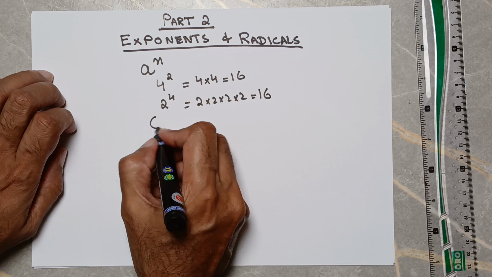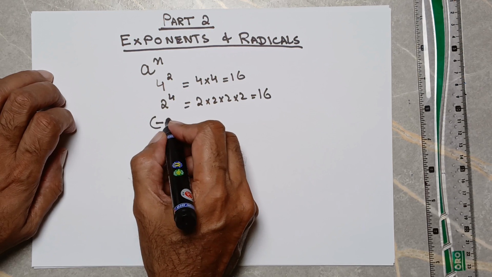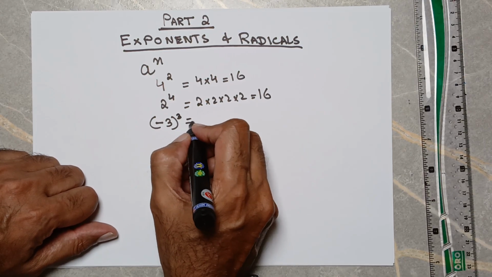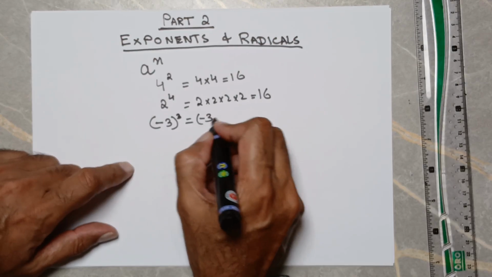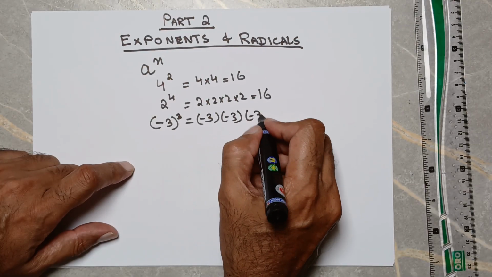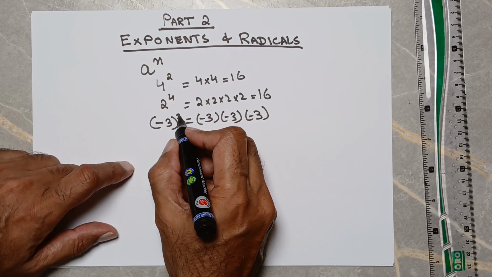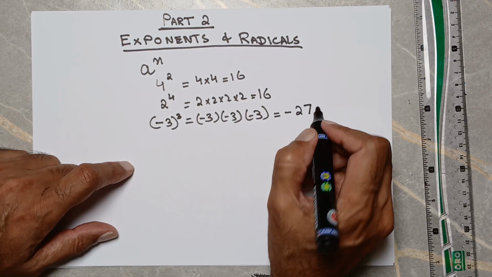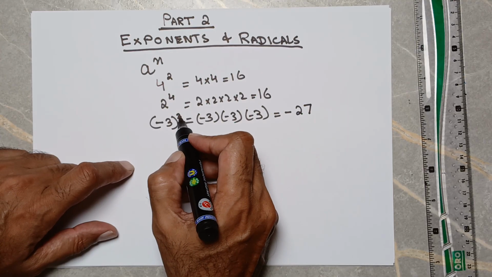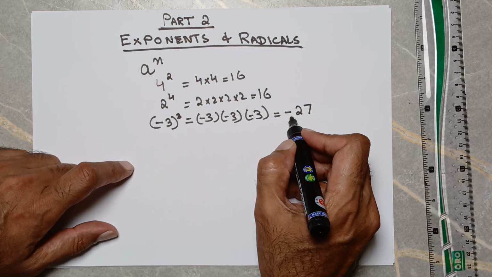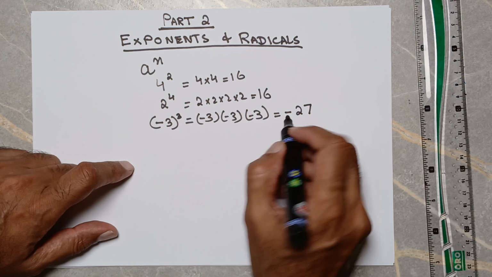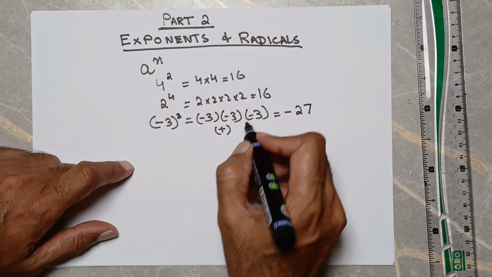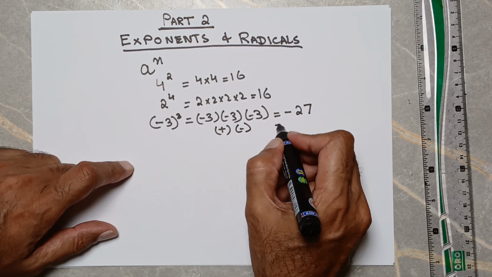Suppose that you have something in a bracket. Suppose your base is minus 3 and you have an exponent, suppose 3. So minus 3, minus 3, minus 3 is multiplied 3 times because of the exponent 3. What will you get? You will get minus 27. And remember one thing: whenever your exponent is an odd number, you will always get a negative result, because minus multiplied by minus will give you a plus, and when this plus is multiplied with this minus, you will get minus.